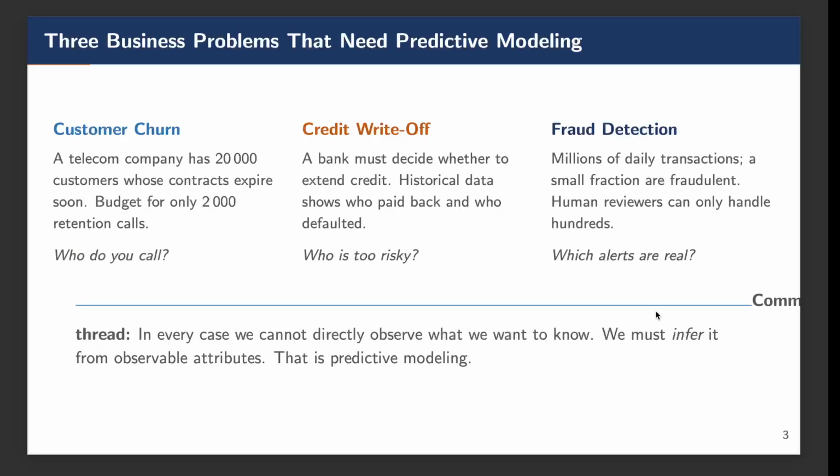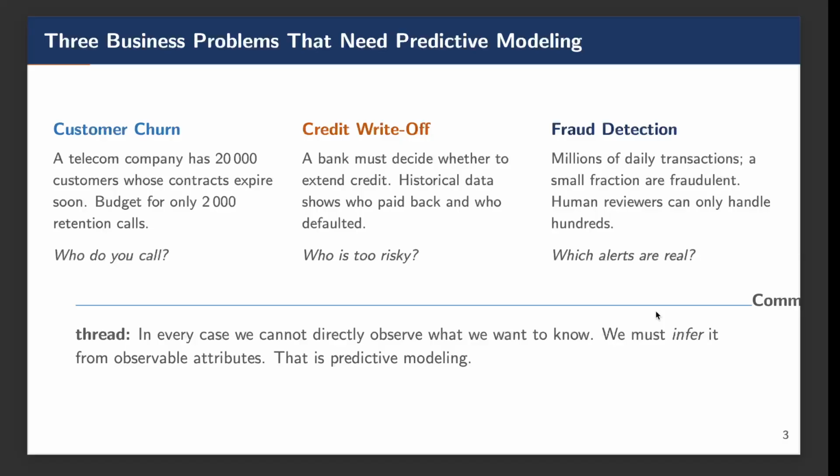So let us look at the real-world business problems that require this kind of approach. First, we look at customer churn. Take one example of a telecom company. This telecom company may have 20,000 customers with expiring contracts, but only enough budget to call 2,000 of them. So who should they call to prevent them from leaving?